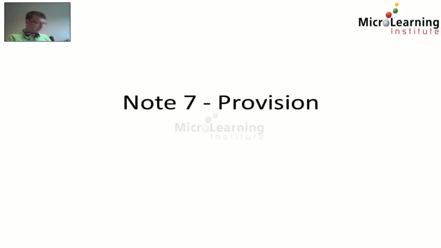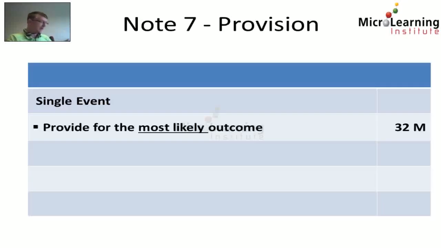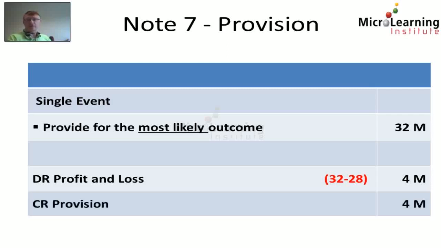Note 7 tells us a little bit about a provision. Okay, so again, it's a single event, so consequently we must provide for the most likely outcome. And again, in the table of probabilities there, he tells us that the most likely outcome has a probability of 45%, and that's 32 million. Okay, now we need to debit profit and loss. So we already have a provision in the financial statements for 28 million. We need to increase that to 32 million, so we need to debit profit and loss with the difference of 4 million. And again, we need to credit the corresponding provision on the statement of financial position with the same 4 million. So this is the treatment of the provision on Note 7.